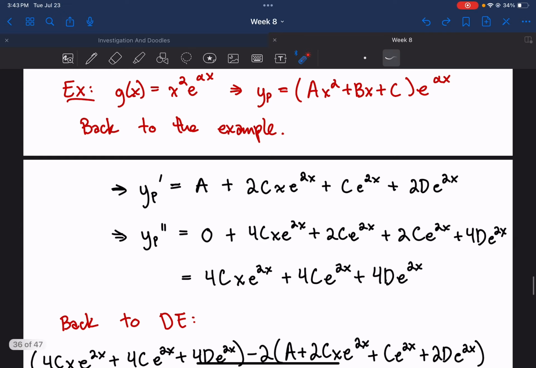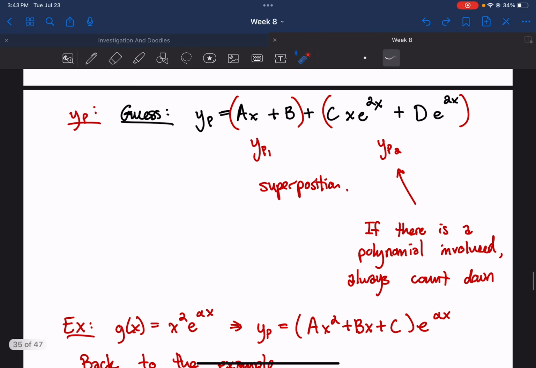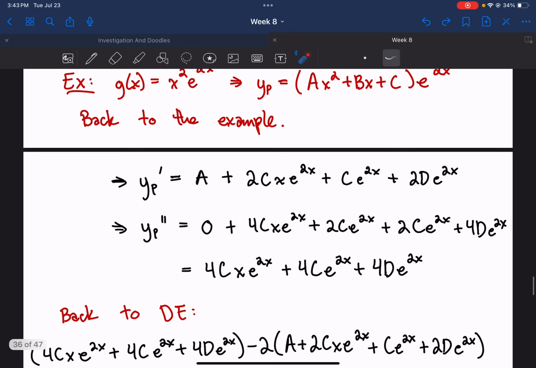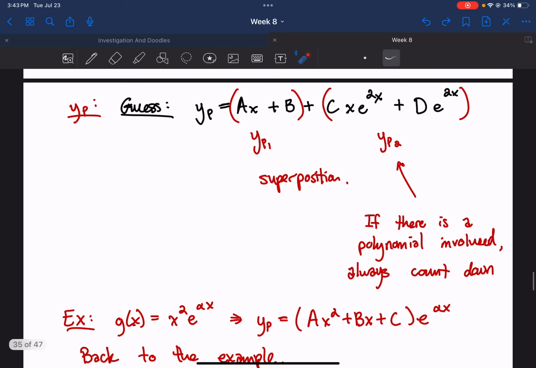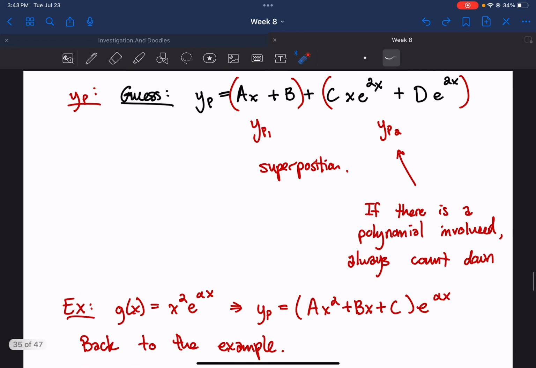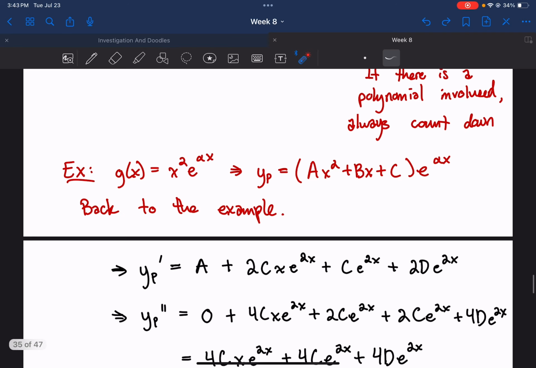So after I find yp, I just have to find the derivatives of it, plug it in, and match coefficients, right? Yp prime is just derivatives. Take a derivative of this, I get a. Take a derivative of this, I get a product rule on this term. This becomes 2cx e to the 2x plus c e to the 2x, plus, and this term is just the easy derivative, 2d e to the 2x.